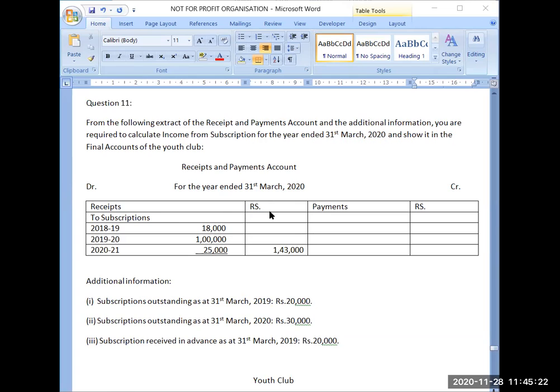So see, now this information is given in the receipt and payment account, same type of information. For the last year, you have received 18,000. For the current year, you have received 1 lakh. And for the next year, you have received 25,000.